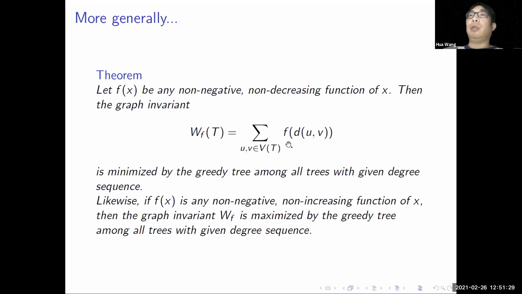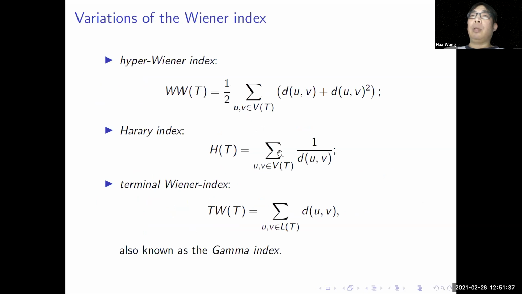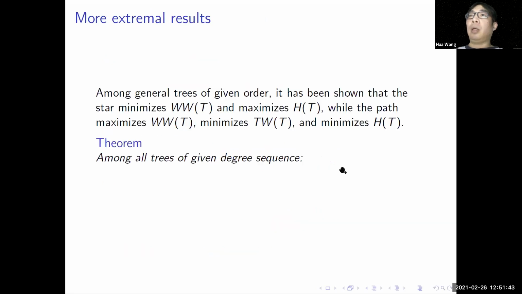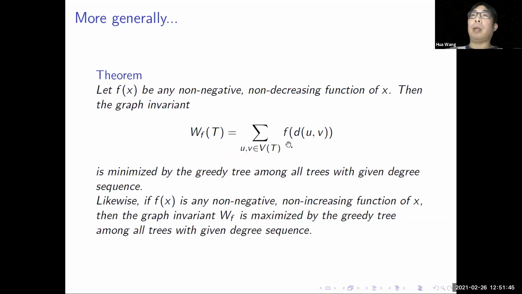So if you think of the Wiener index, which is basically the identity function, which is obviously increasing. When you think of the Harary index, which is a reciprocal, basically it's 1 over x, which is obviously decreasing. And by increasing, decreasing, I meant this function. And then when I take the sum of it, you get this particular graph invariant, which can be applied to many specific topological indices.